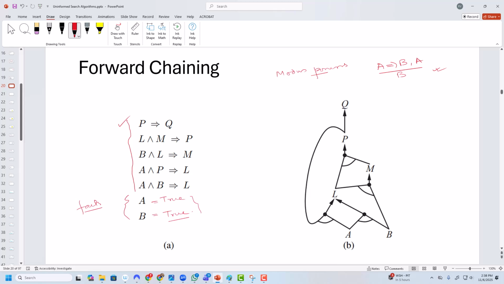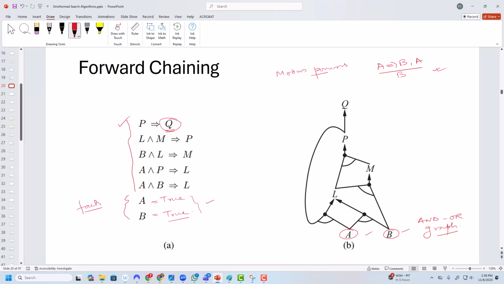We start with the known facts, and then we try to prove something. What we are trying to prove is Q. Now how do we prove that? We start with A and B, because we already know they are true. This is called an AND-OR graph, and we start with A and B because we know they are true.